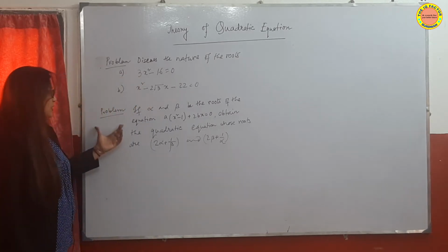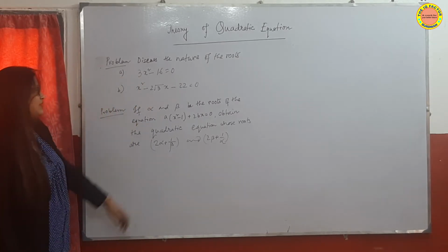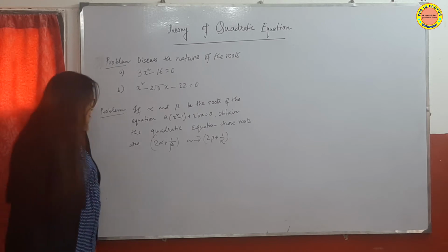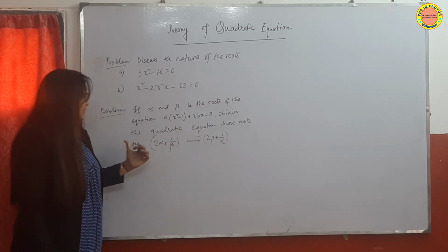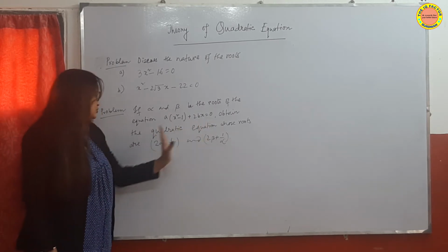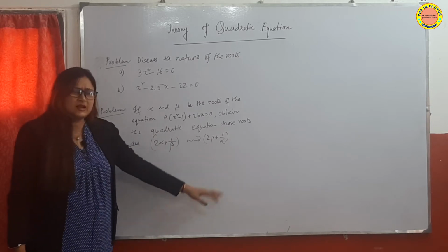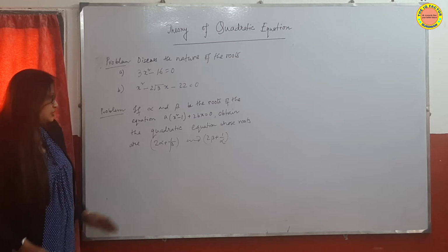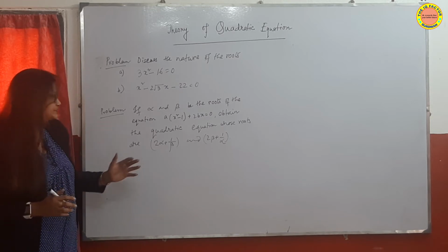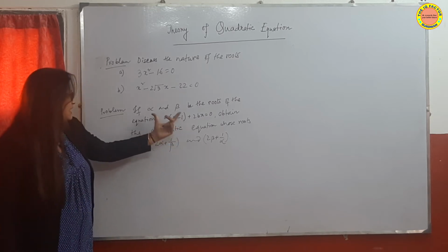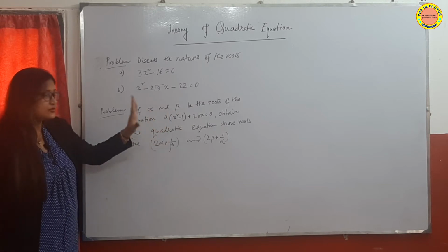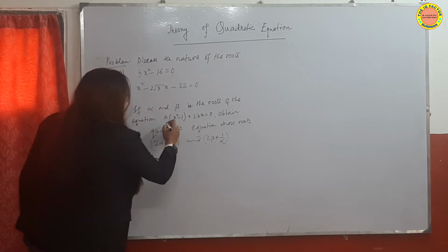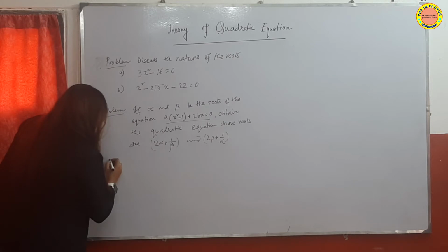And the next problem is: if alpha and beta are the roots of this equation, obtain the quadratic equation whose roots are this and this. This kind of problem you may face. So read it carefully: what is the equation and what roots are given. First, simplify that equation.